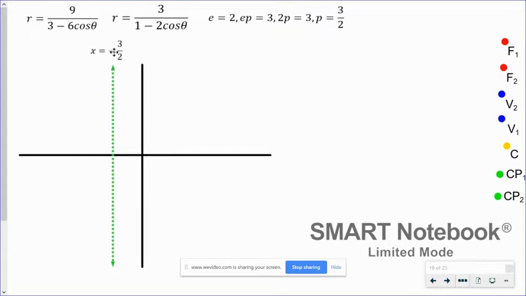So I think I have a little, there it is. I wrote it in rectangular form. This is the line x = -3/2. It's going to help me out. So what would you do first?